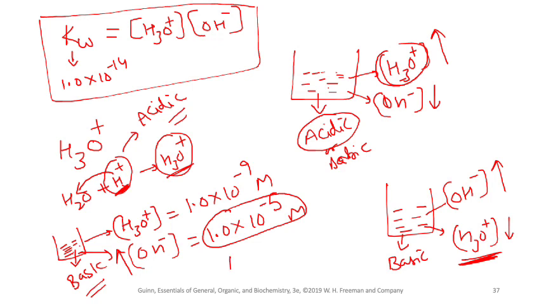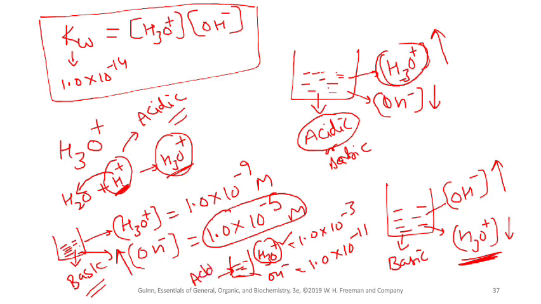Same thing if I give you one more example. For this solution, H3O plus ion concentration is 1.0 times 10 to the power negative 3, and OH negative ion is 1.0 times 10 to the power negative 11. So in this solution, hydronium ion concentration is higher compared to the hydroxide ion concentration. So H3O plus is higher, so this solution is your acidic solution. By looking at the concentration of both of these species, you can figure out whether the solution is acidic or basic.